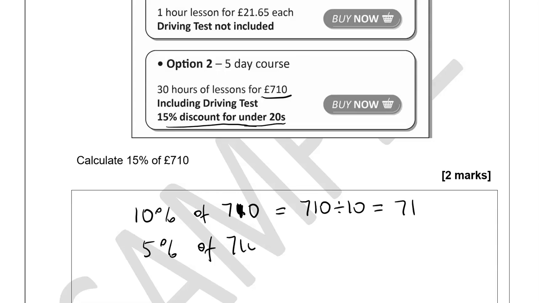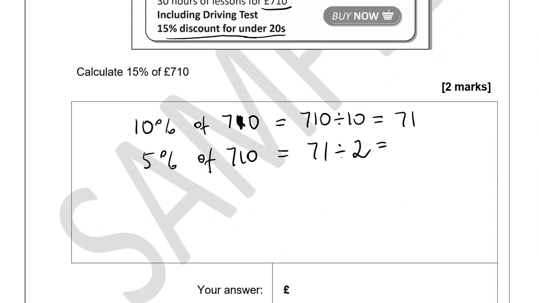5% of 710 is half of it, so 71 divided by 2. So 71 divided by 2, how many 2's fit into 7? That is 3 of them, 1 remaining. How many 2's into 11? That is 5. And we've got 1 remaining, but we've run out of digits, so we're going to put a decimal point first. So we can add a 0 now. How many 2's into 10? That would be exactly 5.